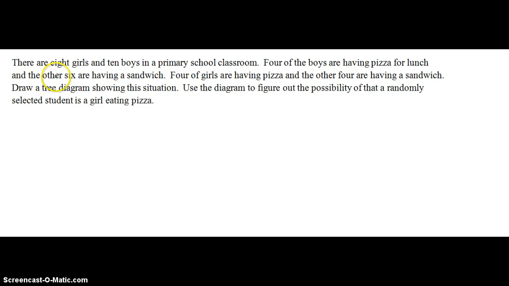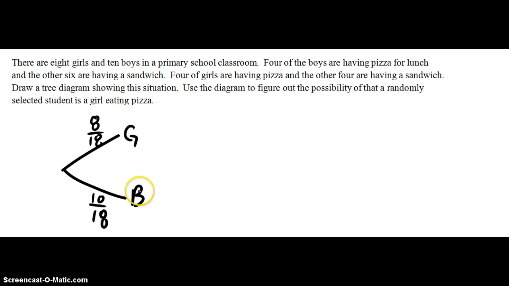Okay, so you're back. There are 8 girls and 10 boys in the primary school classroom. 4 of the boys are having pizza, 4 of the girls are having pizza. Fabulous. 8 girls and 10 boys. So we have girls and boys. Now, out of a total of 18, this is how many? That's right, this is 8. So out of a total of 18, this is 8 out of 18, and this is 10 out of 18. See that?